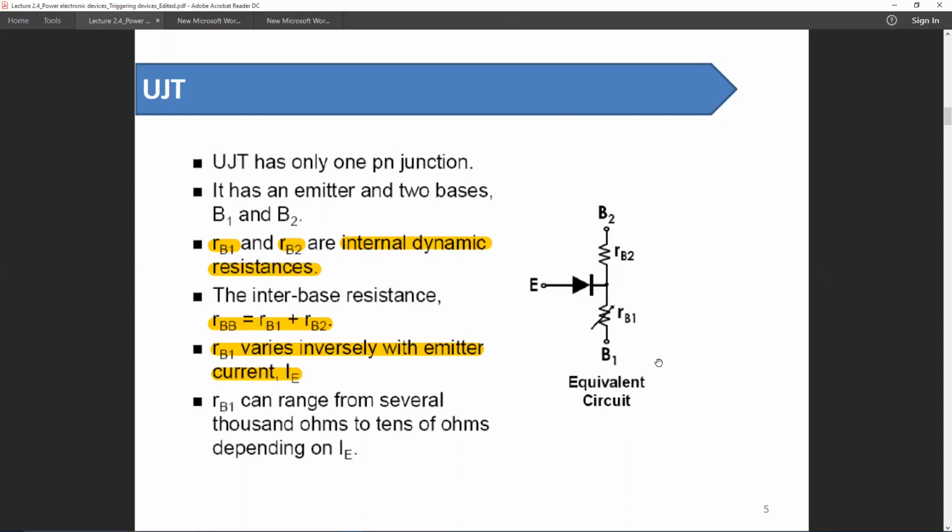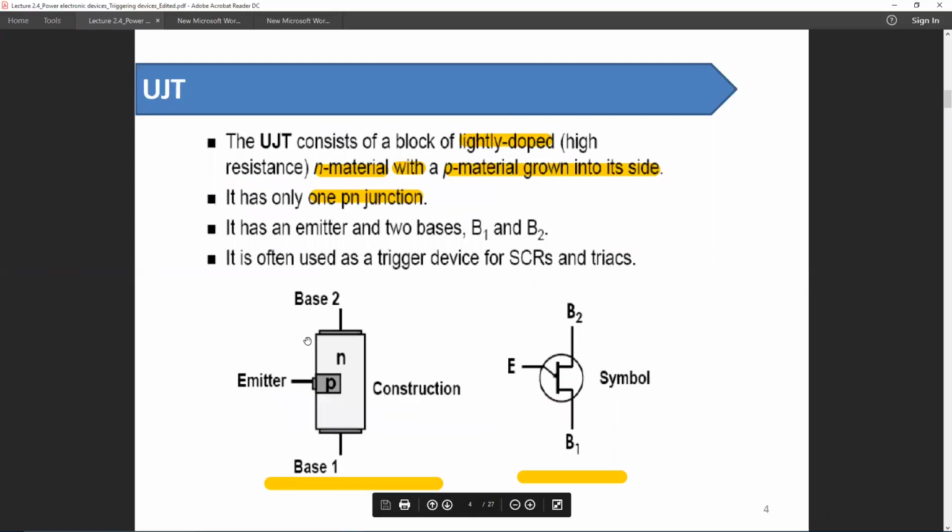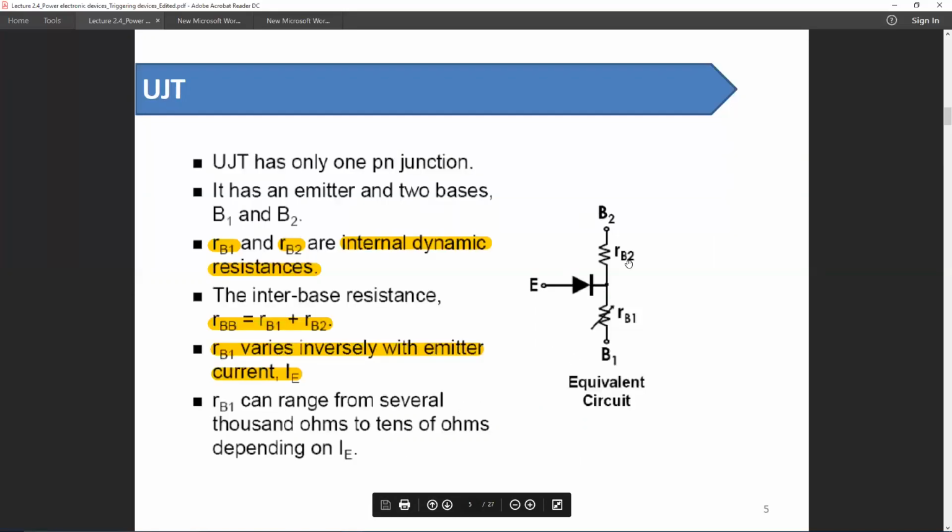So to turn it on, we must apply a voltage in this emitter region. By the way, this device has three terminals: base 1, base 2, and emitter. So if we apply a voltage in this emitter junction with respect to this base 1, the device will turn on, and the voltage should be the voltage drop in this PN junction plus the voltage drop in this resistance.